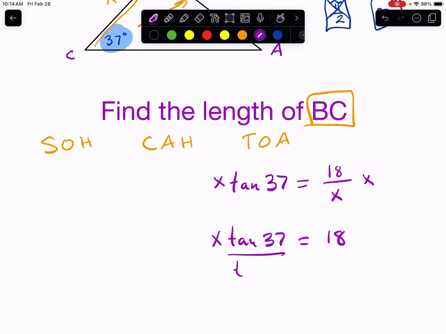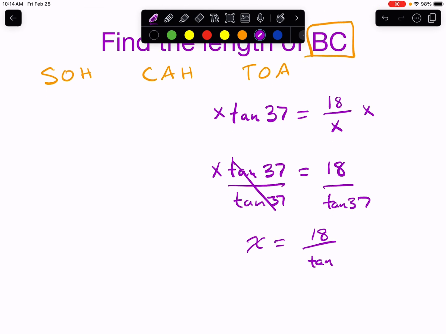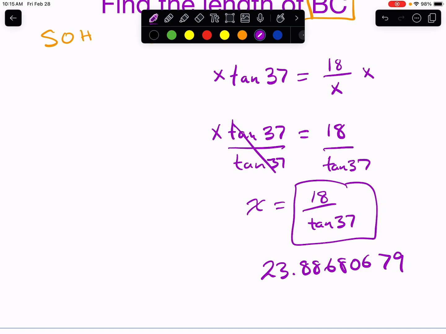Next, I divide by the tangent of 37 on both sides of the equals. So x will equal 18 divided by the tangent of 37. This is what we're going to put in our calculator. Make sure that the calculator is in degree mode. Turn it on. I want to do 18 divided by the tangent of 37. And my calculator says 23.88680679.